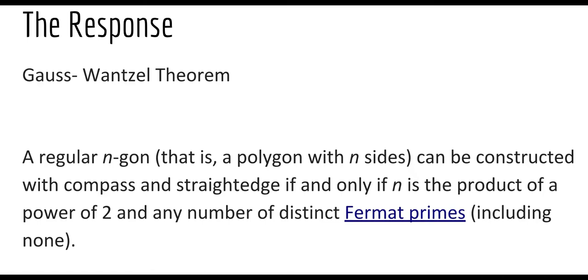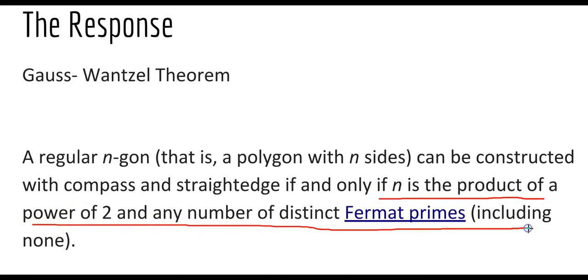Notice that it's an if and only if. We're going to go in both directions, okay? And this product of a power of 2, this last phrase is what's going to be most important. If and only if n is the product of a power of 2 and any number of distinct Fermat primes, including no Fermat primes.